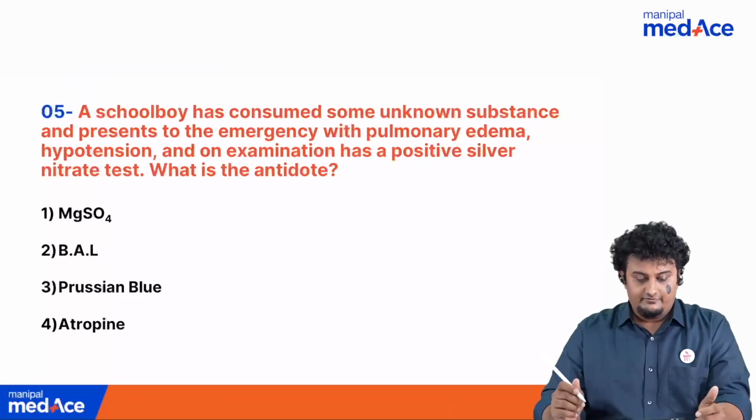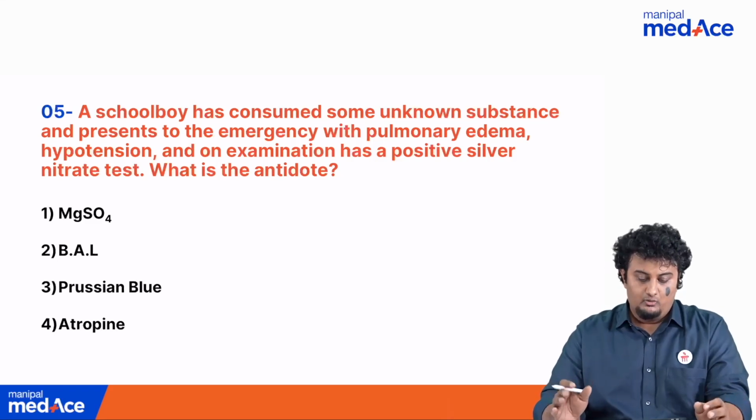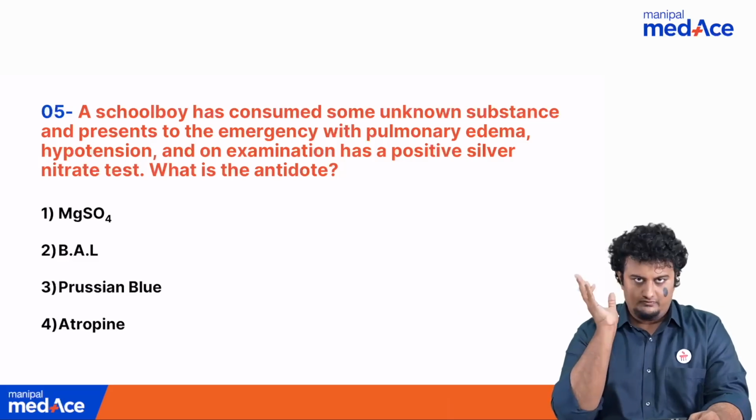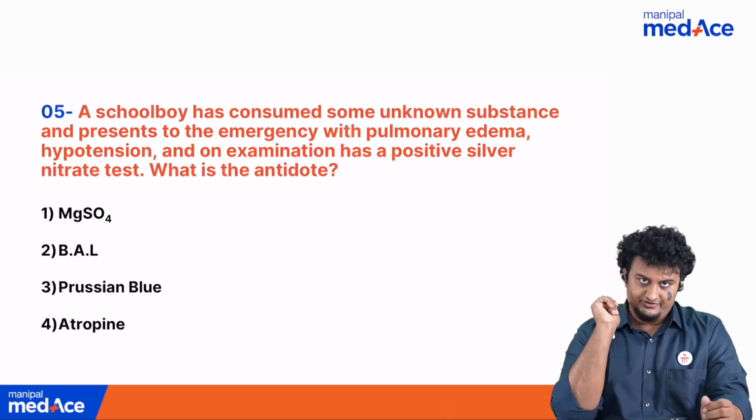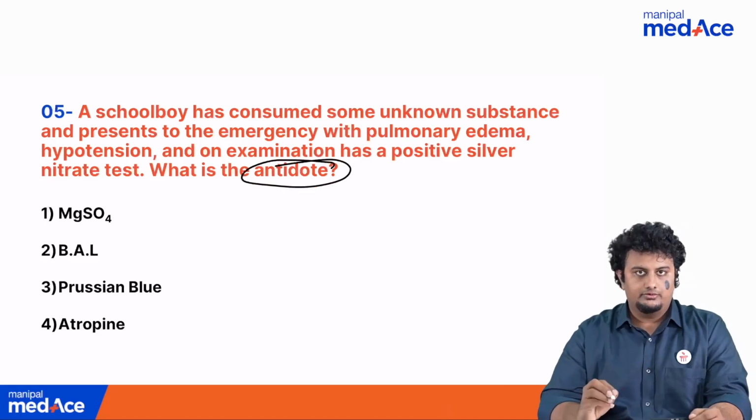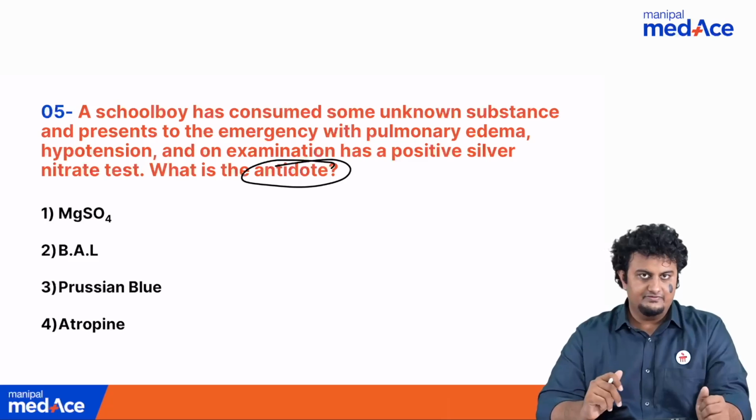Now, question number 5. A schoolboy has consumed some unknown substance and presents to the emergency with pulmonary edema, hypotension, and on examination has positive silver nitrate test. What is the antidote? Now, students, I have to be frank over here. I don't like the way this question is framed, mainly because of this word here, antidote. Antidote is not existent for this constellation of symptoms.